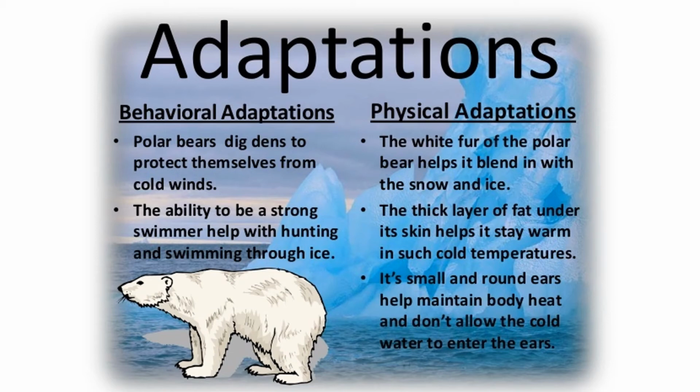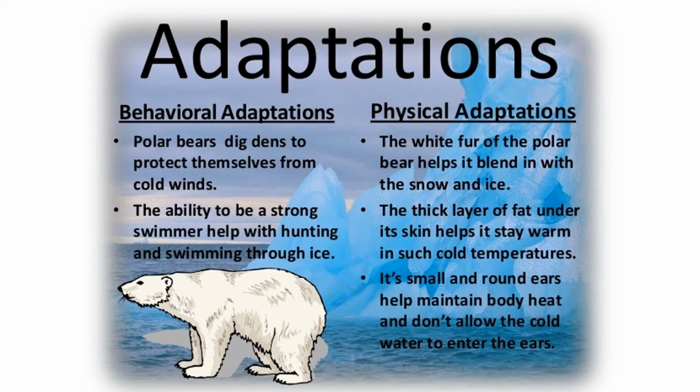Behavioural adaptations are things like digging dens to protect themselves from the cold winds, and the ability to be a strong swimmer. It's important that polar bears can swim because they are surrounded by water, or there's a lot of water involved with moving from different locations. So those are just some examples of how a polar bear has got some adaptations to help it survive.